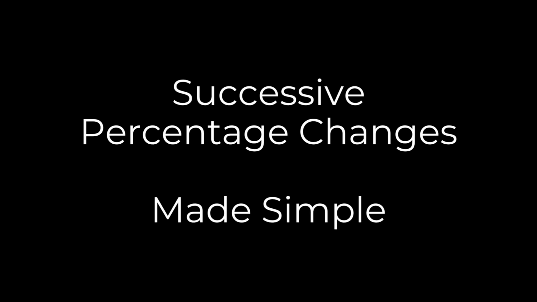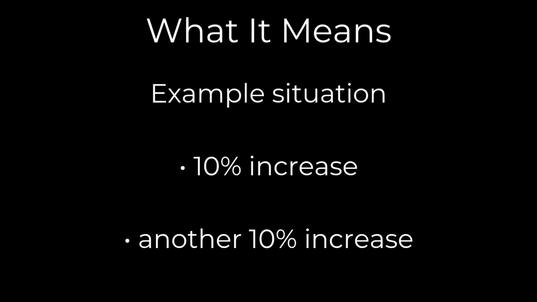Successive percentage changes happen when a value changes by more than one percentage change in sequence. Let's check it out. For example, a price might increase by 10% and then increase again by another 10%. Each percentage change is applied to the new value, not the original value.